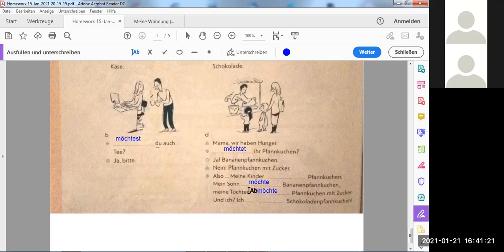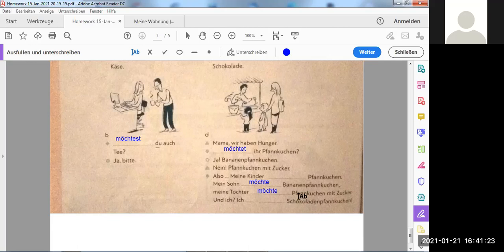Mein Sohn möchte Bananenpfannkuchen. Meine Tochter möchte Pfannkuchen mit Zucker. Und ich, she has said, und ich and me, ich Schokoladenpfannkuchen. What am I going to put here? Möchte. Hey, perfect, perfect. Can I write properly? Okay. Very good. Very good.